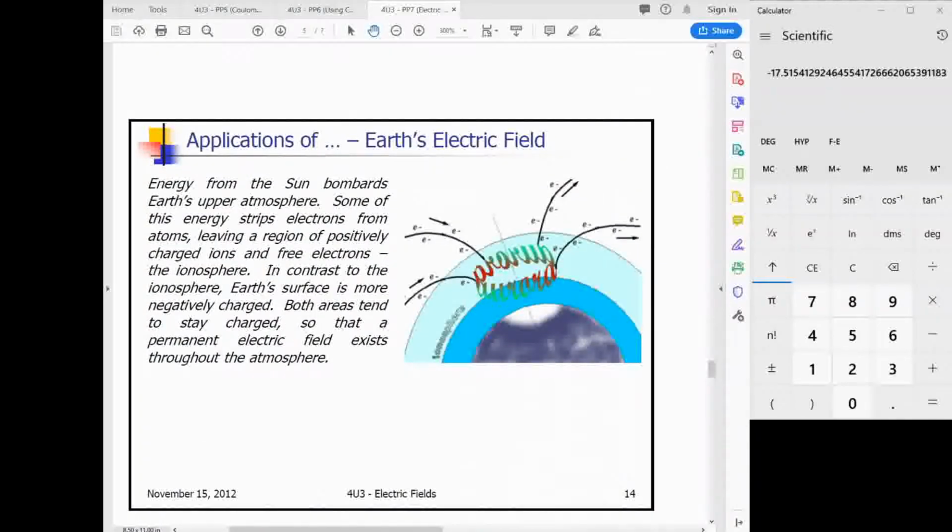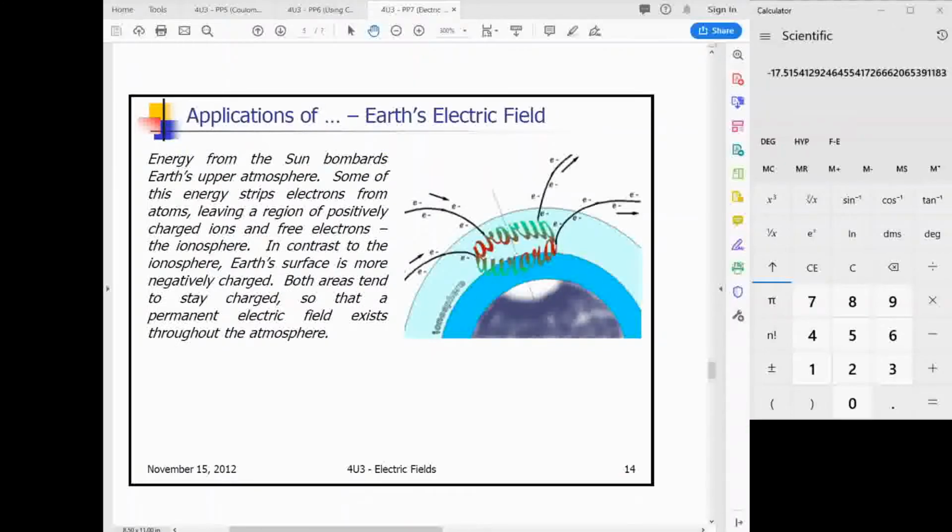So, some applications of electric field. You may or may not know that in the Earth's atmosphere, we have harmful charged particles that are deflected by the Earth's ionosphere. Basically, that kind of protects us from a lot of cosmic radiation. So that's one kind of application of the Earth's electric field.